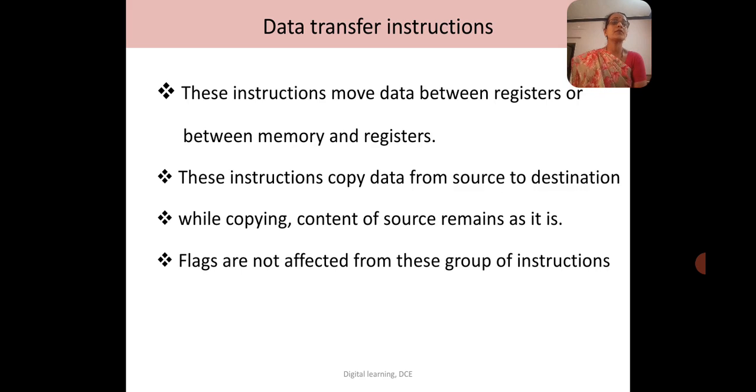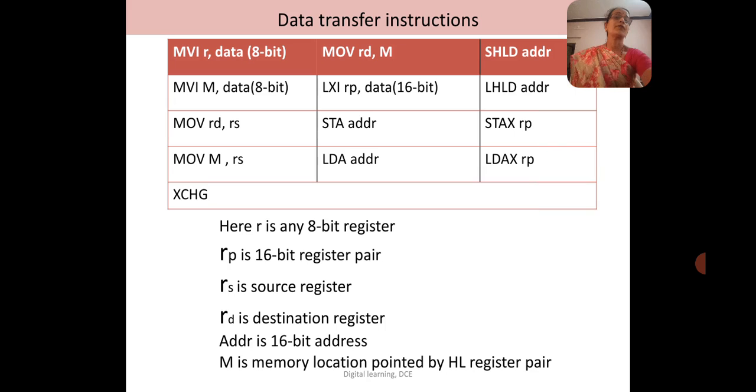These instructions move data between registers or between memories or between memory and registers. These instructions copy data from source to destination. While copying, content of source remains as it is. It will not change. Flags are not affected by this group of instructions. We all know that there are 5 flags in the 8085 microprocessor. Those flags are not affected by this group of instructions.